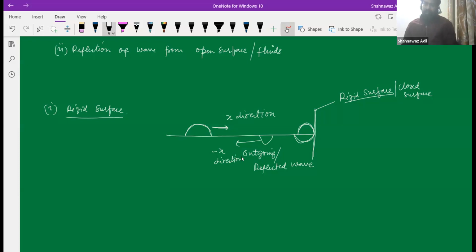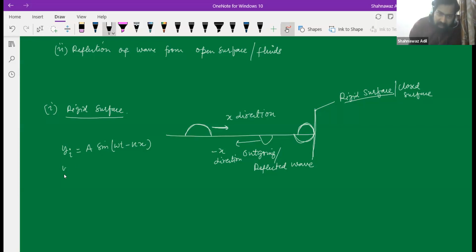Is it clear? So let's say that for simplicity the initial wave is A sine of omega t minus kx. So omega t minus kx, right? This is in the x direction. This propagation is in the direction of x.